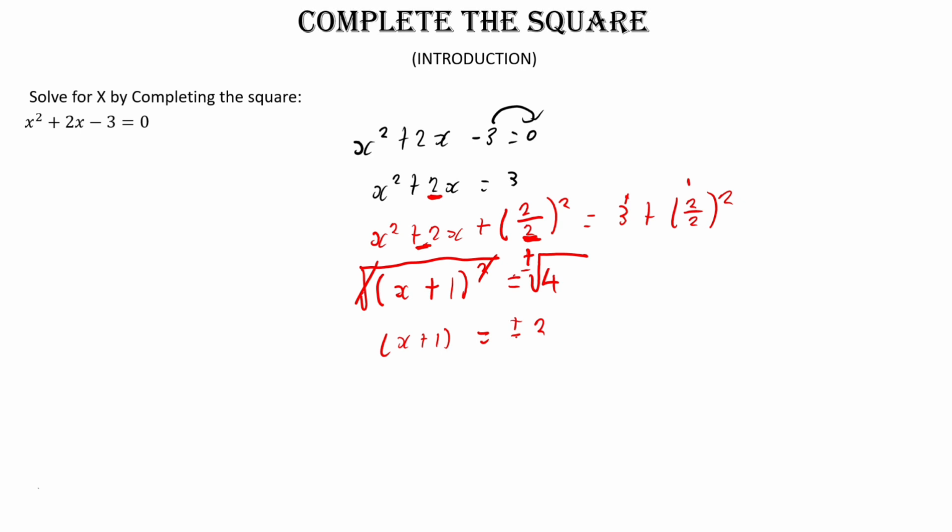After that, you're going to separate it. You're going to have x plus 1 is equal to 2, or x plus 1 is equal to minus 2, since there are two solutions. Then that's when you solve for x. Take the 1 to the other side. x is equal to 2 minus 1. x is equal to 1. Or take the 1 to the other side. x is equal to negative 2 minus 1. x is equal to minus 3. And those are your two solutions over there.